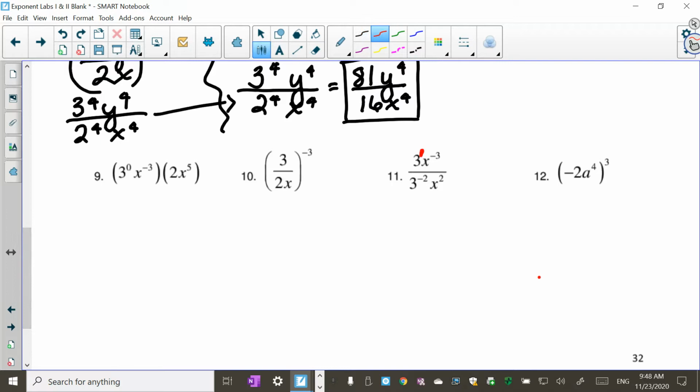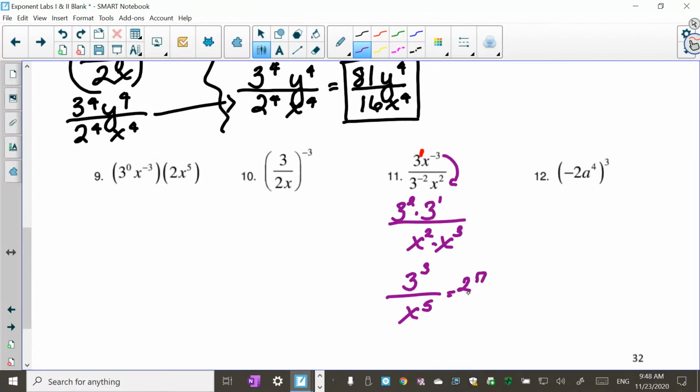I kind of remember that. Now, like I said, there's more than one way to do these. I'm just going to move them around and make them all positive. So if I did that, I'm going to move the 3 to the -2 up here. So I have 3 squared times 3 to the 1st. Then I have an x squared down here. I'm going to move this down there and times x cubed. So when I have the same bases, I'm going to add the exponents. So for 11, I have 3 cubed over x to the 5th, and 3 cubed is 27 over x to the 5th. Okay, that's one way to do that.